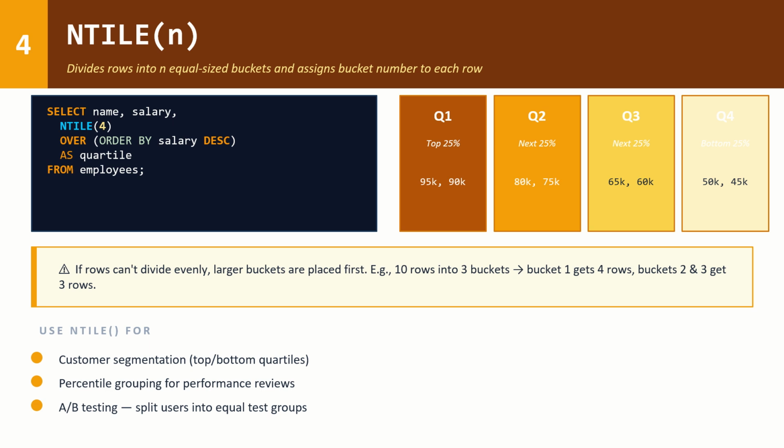But this particular function is perfect for customer segmentation. You should first understand where we use NTILE function: customer segmentation, percentile grouping for performance reviews, A/B testing, where we split users into test groups. So for example, any company can divide its customers into 4 categories based on their spending. We can have top 25%, next 25%, next 25%, and lowest 25%. So this is about NTILE. I will illustrate one simple example at the end of this presentation so that you get more clarity on NTILE function.